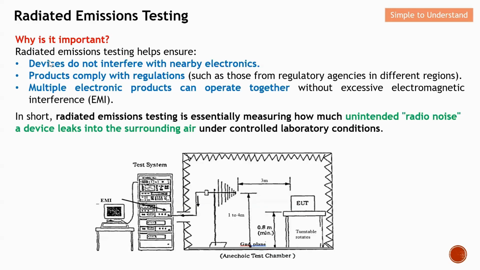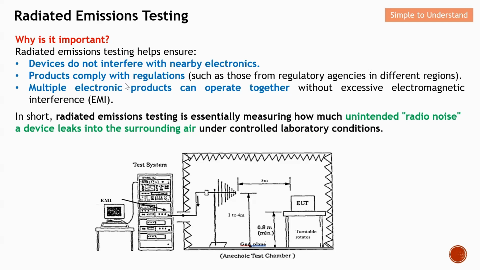Next, let me explain why it is so important to conduct radiated emission testing. In short, radiated emission testing helps to ensure the device does not interfere with nearby electronic devices. Another reason is whatever DUT that you newly develop must comply with regulations, such as those from regulatory agencies in different regions. For example, in Singapore, we have IMDA. So therefore, for any new product, we need to ensure that they meet the criteria.